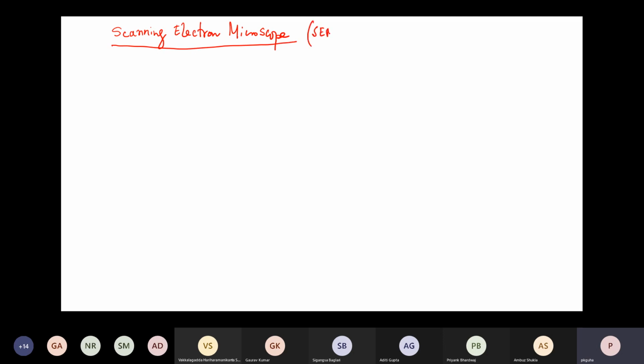In short, it is known as SEM. This is one of the most important characterization equipment for your nanostructure, because it will help you to see the nanostructure. Seeing is very important.